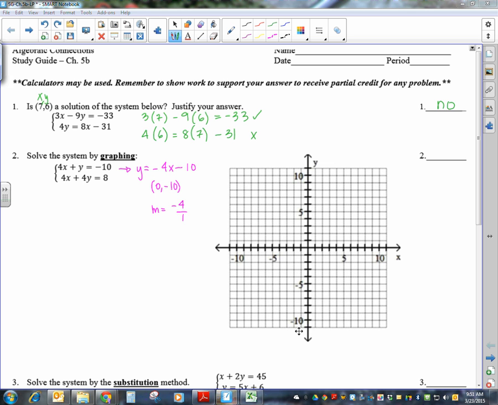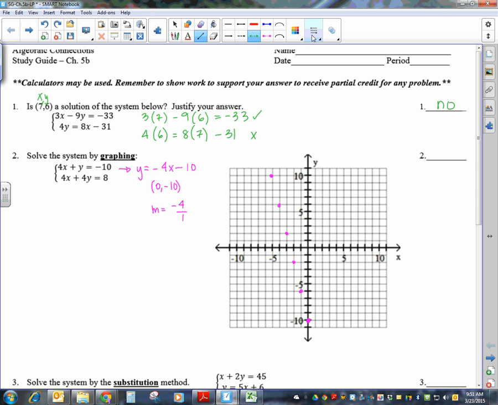So I start with (0, negative 10) as my y-intercept, and then I go up 4, 1, 2, 3, 4, over 1. I don't know where they're going to cross, so I'm going to fill up this whole graph, because I'm looking for that point of intersection. Okay? So when I plot that, let's go ahead and graph that.